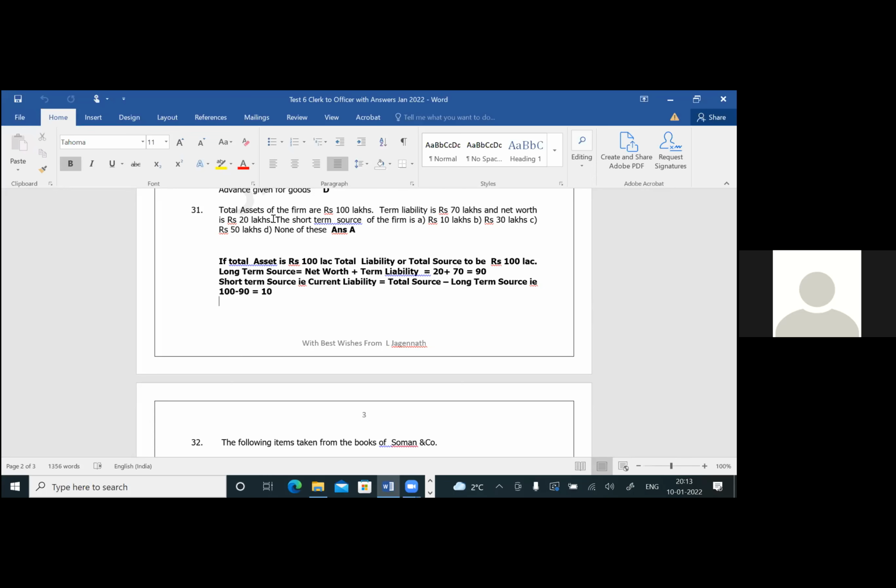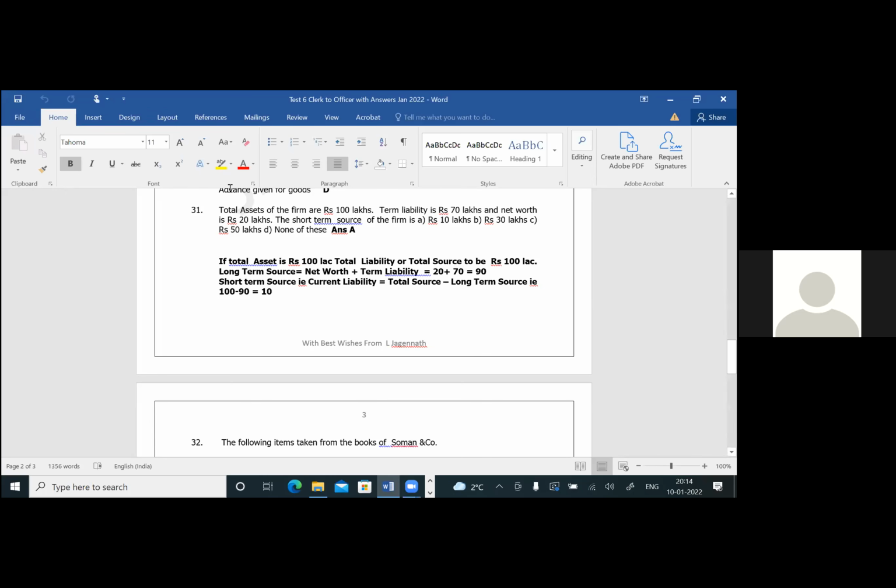Total source is 100. They have given you net worth 20 and term liability 70. When you add net worth and term liability, it is called long-term sources. 100 is the total sources, long-term sources is 90, so the short-term source is 100 minus 90, which is 10. The short-term source is also known as the current liability.